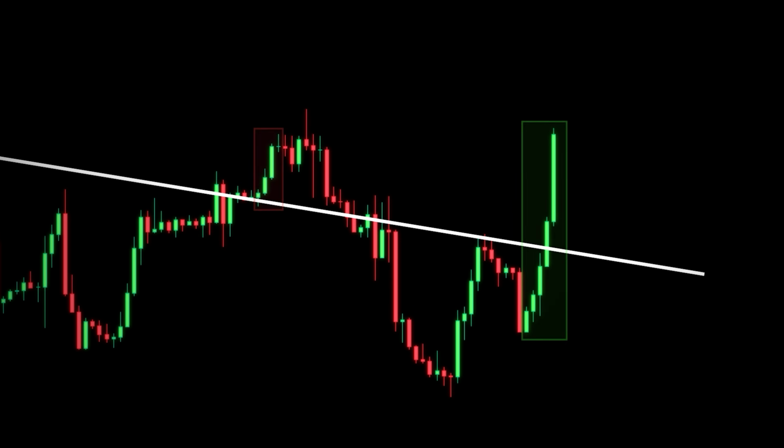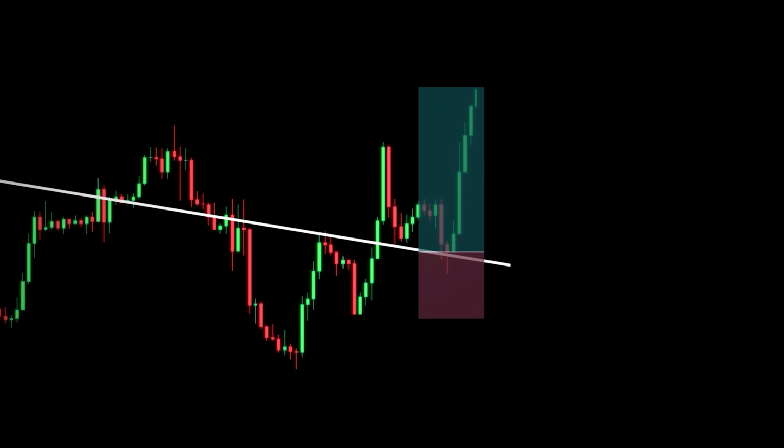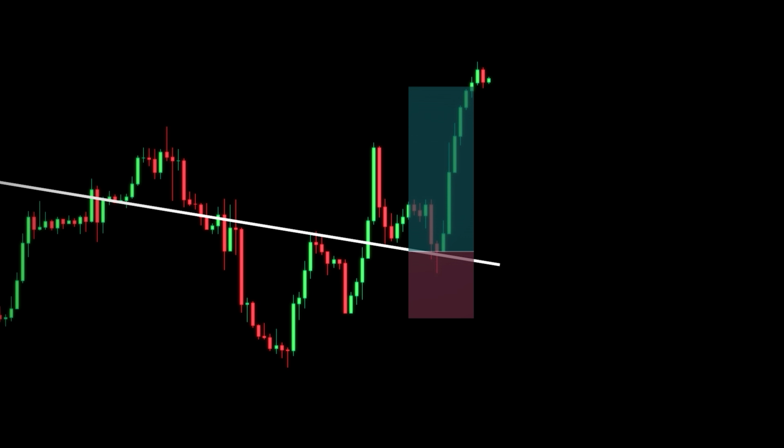Based on this, a long entry could be taken on the retest of the swing high, with the stop placed below and targets set higher above.